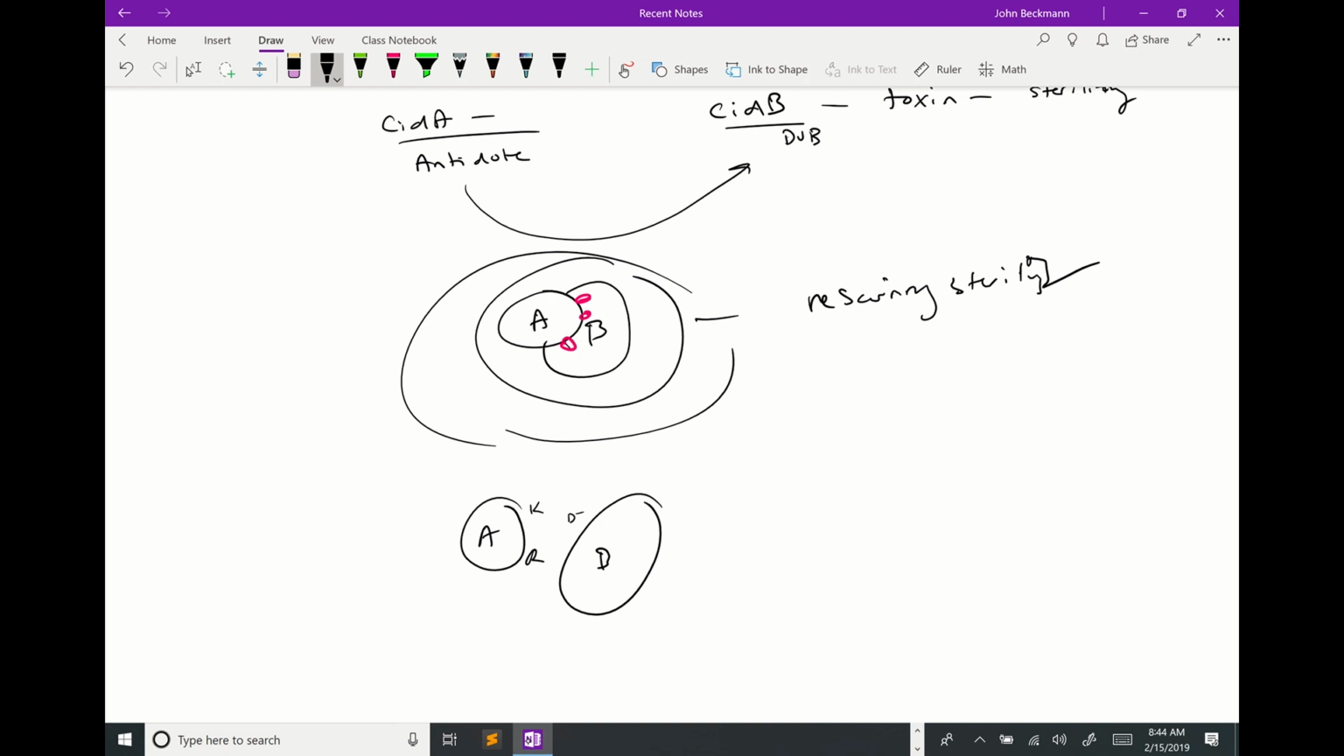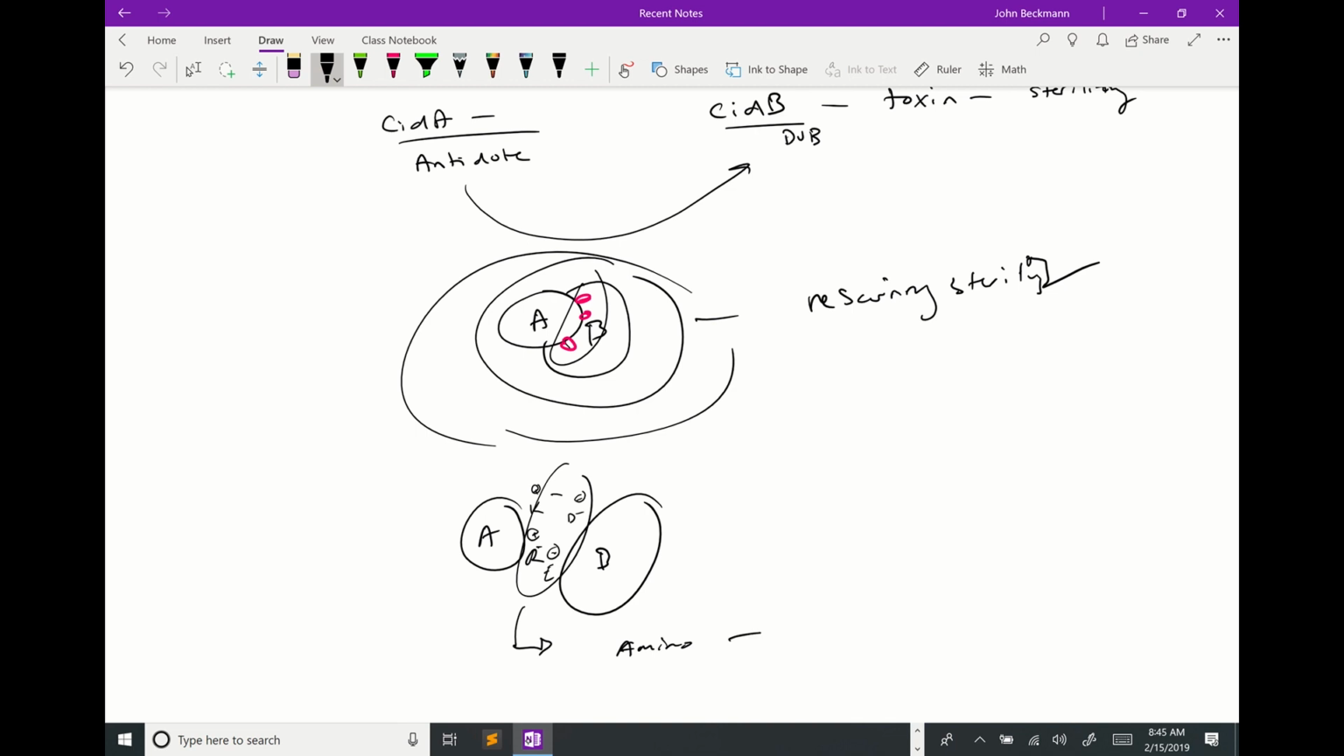Aspartic acid, and then let's say the other one, glutamic acid. These are negative. These are positive. That's going to have an ionic interaction, right? So this could be a binding. This binding could be mediated by very, very specific amino acids.